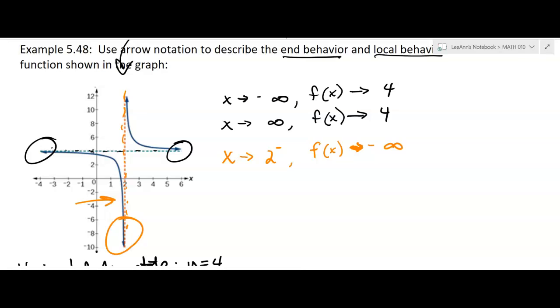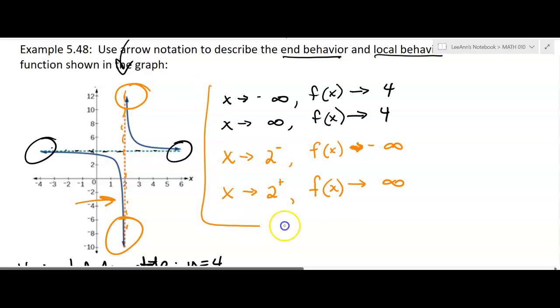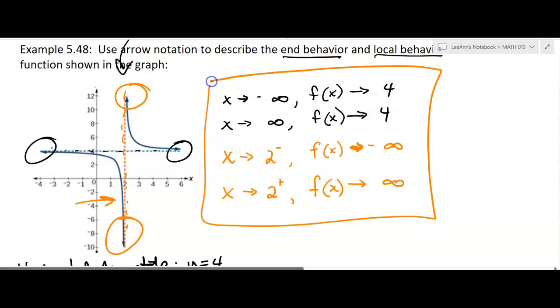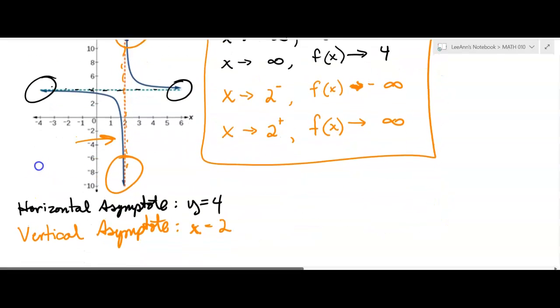And then what's happening up here as x approaches 2 from the right, so we have that superscript of a plus sign, then f of x is approaching infinity. So that's how you would write the arrow notation to describe the end behavior and local behavior. And then if they want the equations for the horizontal asymptotes and vertical asymptotes, those are right there.